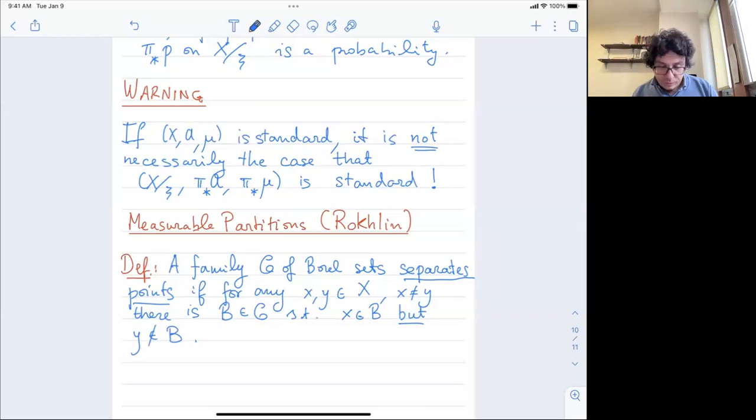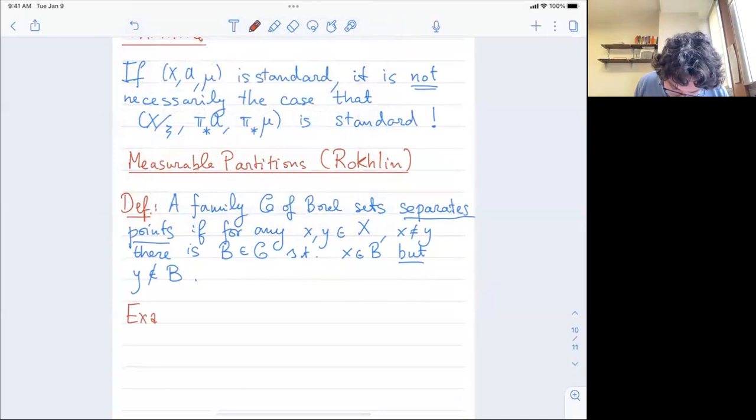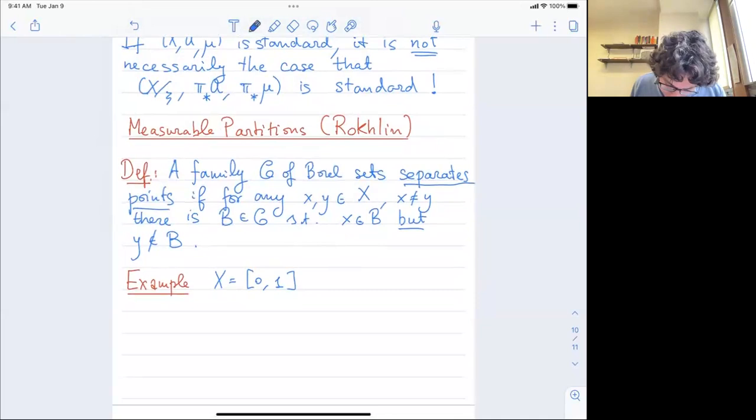So the easiest example here would be if our space is the interval, then maybe we can pick C to be the set of intervals (a,b) such that a and b are rationals. Clearly, whenever you have two real numbers, you can find an interval with rational endpoints such that one number is contained in it and the other is not.